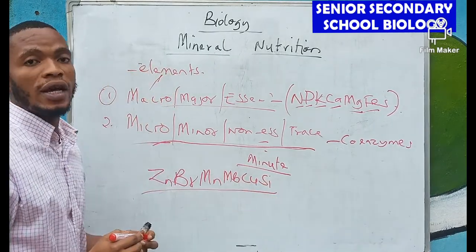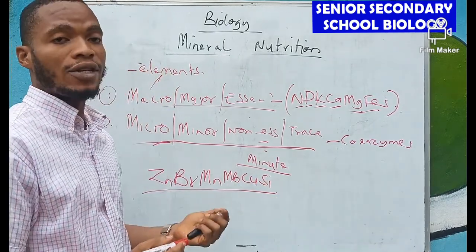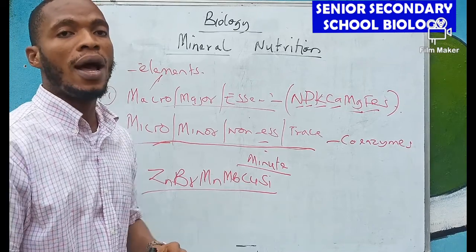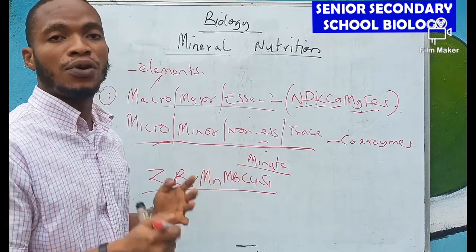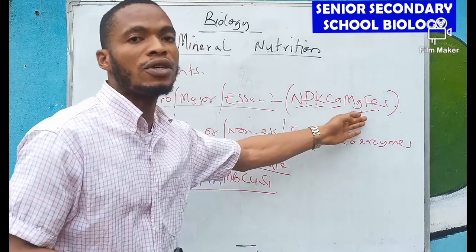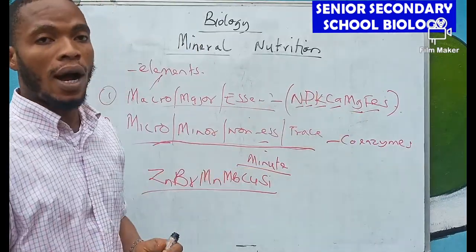I told you that in your exam, they can always ask you which of these is not a macro element. What you do is use the elimination process. If you know the macro elements, just eliminate them and then you have your answer.